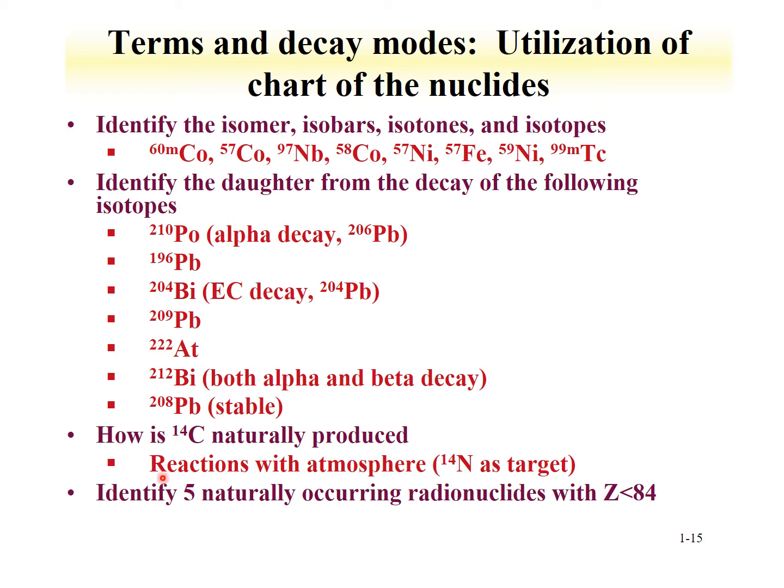And you should be able to, for instance, if a question was asked, identify 5 naturally occurring radioactive radionuclides that are less than a Z of 84, so under polonium. And those are those with the gray boxes with the black bars.